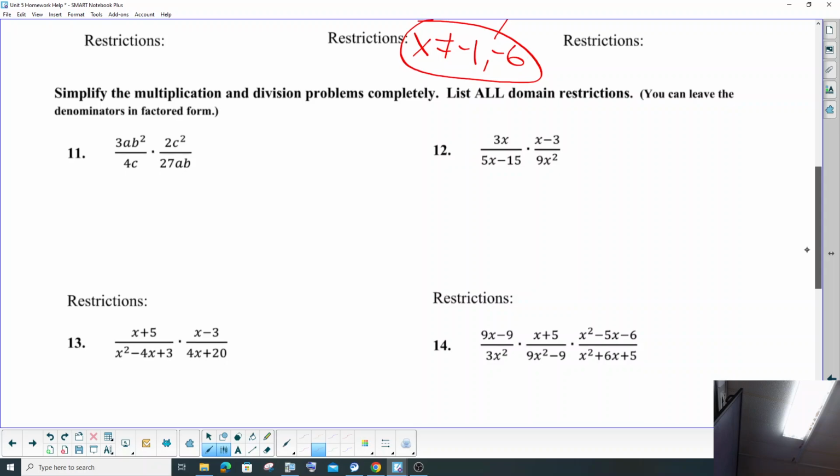Okay, last but not least, simplify multiplication and division problems completely. List all the domain restrictions. You can leave the denominators in factor form.